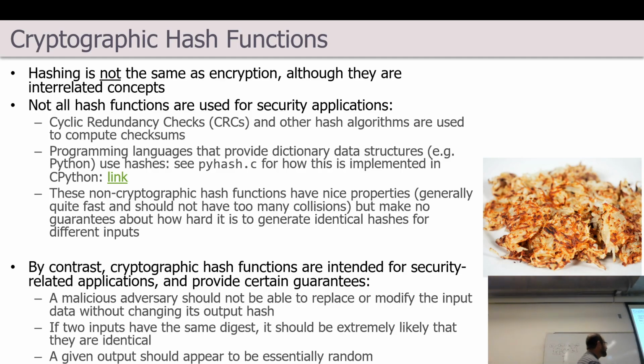I showed a picture of hash browns. The word hash predates the concept of hash browns. It just means to mix things up together, to make a hash of things, to combine a bunch of things together. When you think hash function, think combine a bunch of data together to get a relatively small amount of data back out. So that's a cryptographic hash function. A malicious adversary should not be able to replace or modify the input without changing the hash. If you get the same hash value for two different inputs, they should be very likely to be the same. And then an output by itself should appear to be just random data.